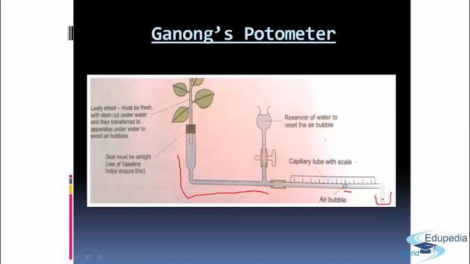Okay, now due to transpiration, suction pressure is developed which pulls the water from the beaker and the bubble moves. Now this bubble will move when the suction pressure is developed. Now the reading in this capillary tube gives the amount of water lost through transpiration. So this was all about Ganong's potometer, in which we are deliberately generating this air bubble and then measuring the transpiration with the help of this Ganong's potometer.